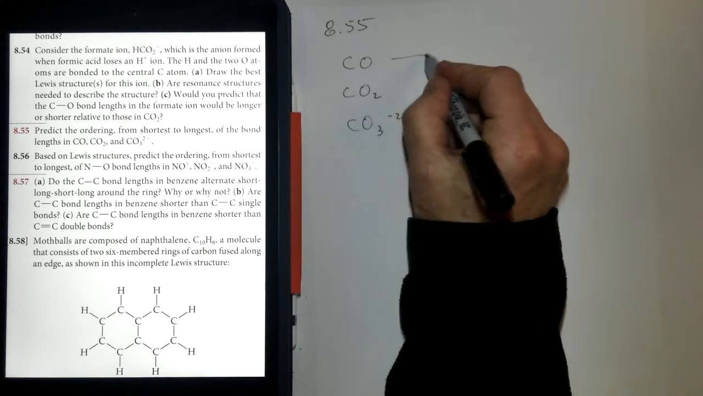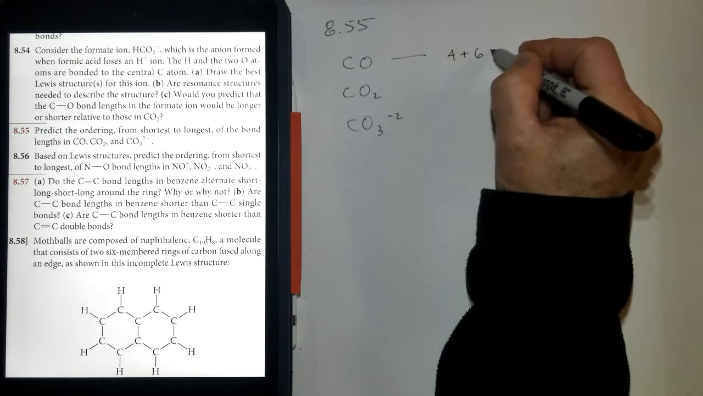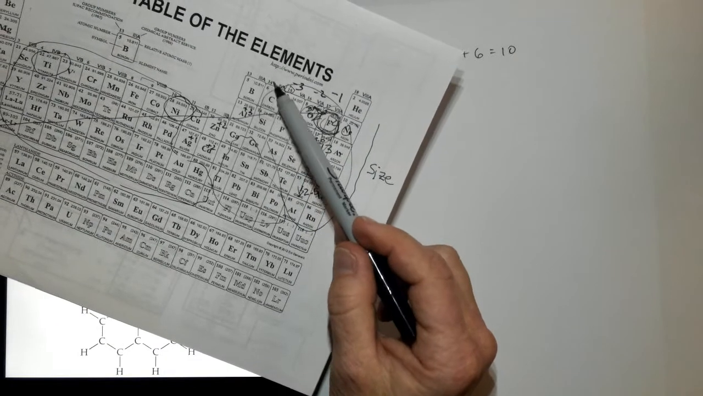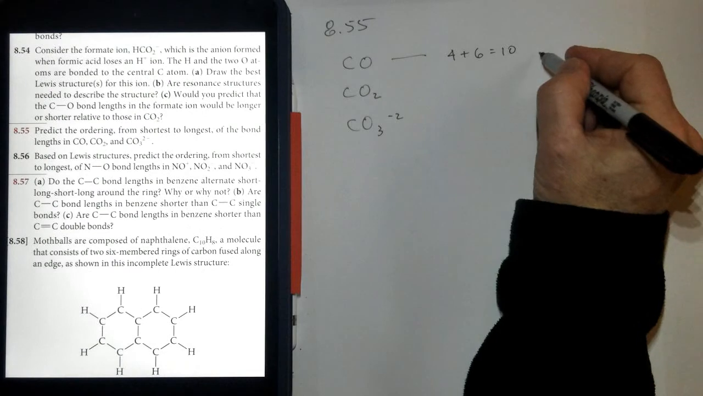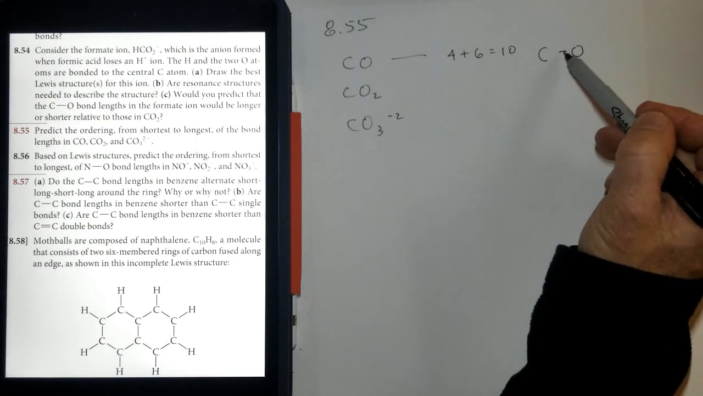So for carbon monoxide, carbon would be 4 valence electrons, oxygen would be 6, so we'd have a total of 10 valence electrons. Remember, carbon is in group 14, so it has 4. Oxygen is in group 16, so it has 6. Bond the carbon to the oxygen. Once we did that, we'd used up 2 valence electrons.